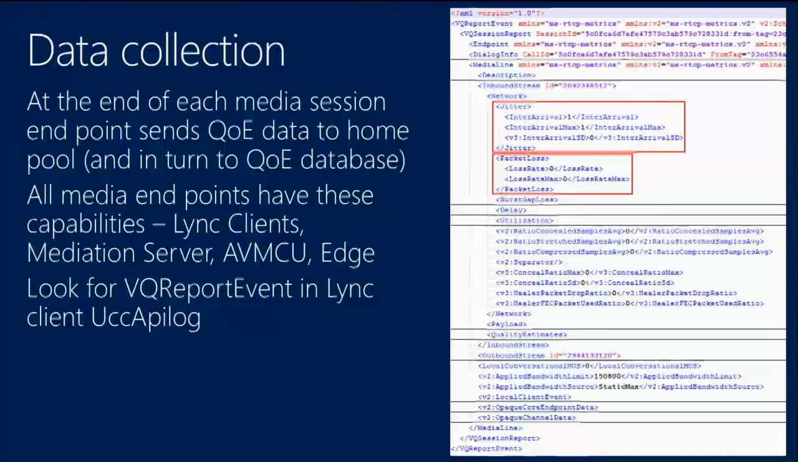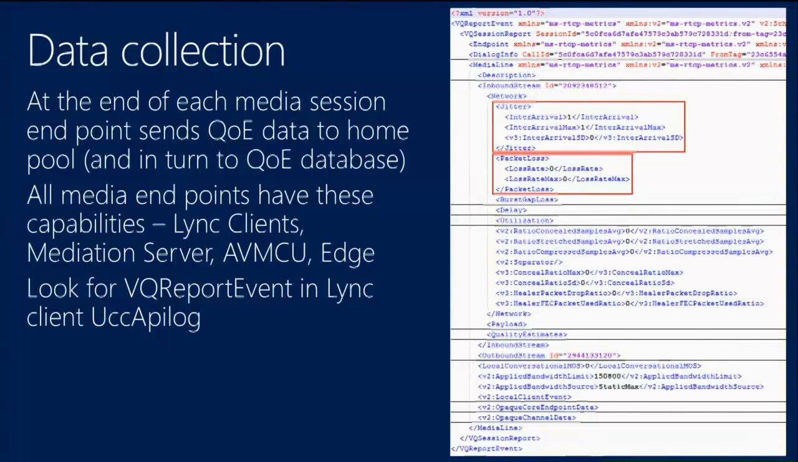Now the question is, what kind of data? Well, it's a large quantity of data that we are sending. And this is just a sample, by the way. This is not all of it. This is just a small sample. You can see that we are sending data about the network, like jitter and packet loss. So all of that is being sent out.